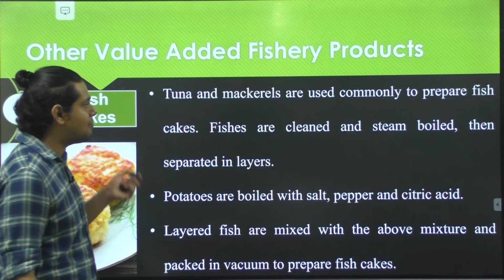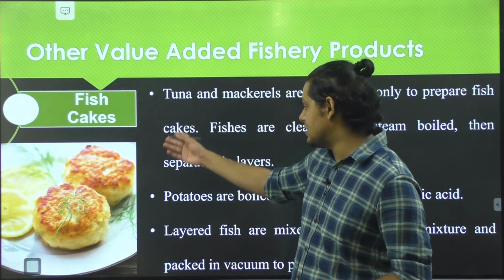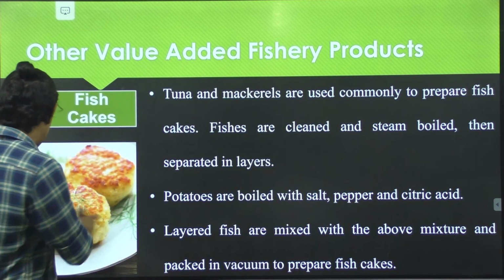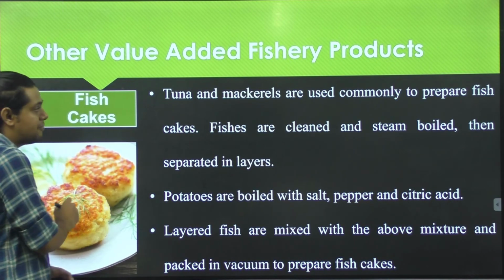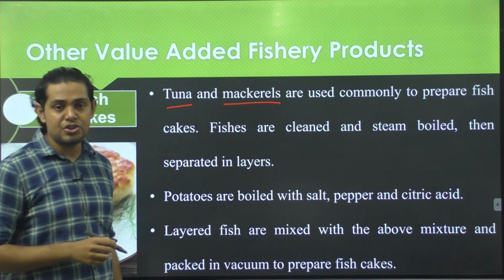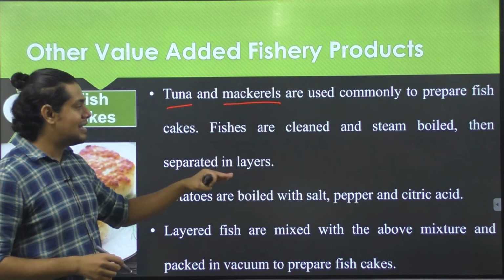So next we have listed other important fish related products such as fish cakes. Okay, so for fish cakes, tuna as well as mackerel varieties of fish are ideally used for the preparation. So how exactly is this prepared?